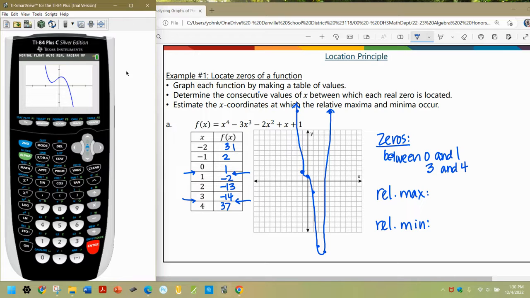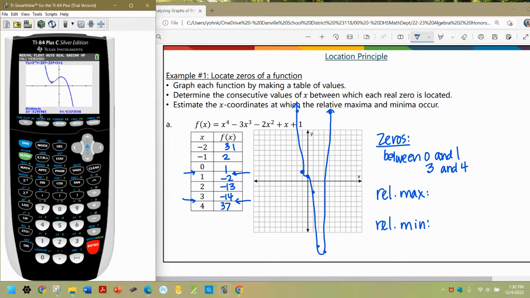All right, so now it looks like we're going to be able to find the maxes and mins a little bit easier. So we're going to go to second, calc, and we're going to do the minimum first, so that's number 3. And we're going to move the blinky guy so he's on the left side of where we think the minimum is. And then we're going to hit enter. And it draws that little vertical line. Now we want the right bound, so we want him on the right side of where we think the lowest is. And we're going to hit enter. And that drew a second vertical line. And now I want to hit enter one more time.